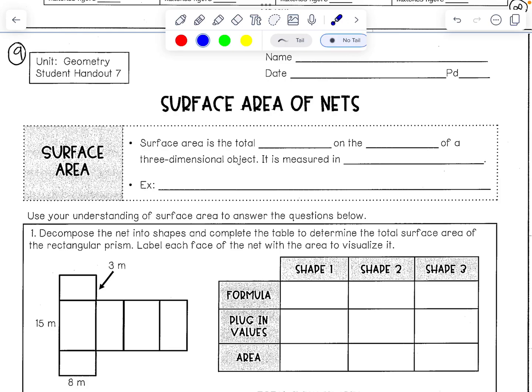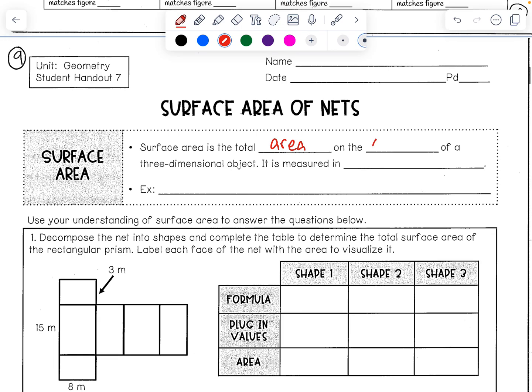In this video, we are going to use nets to find the surface area of three-dimensional figures. Let's begin. So surface area is the total area of the outside surfaces of a three-dimensional object. It is measured in square units, or squared units.